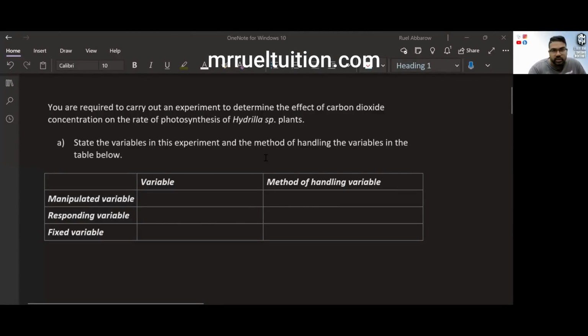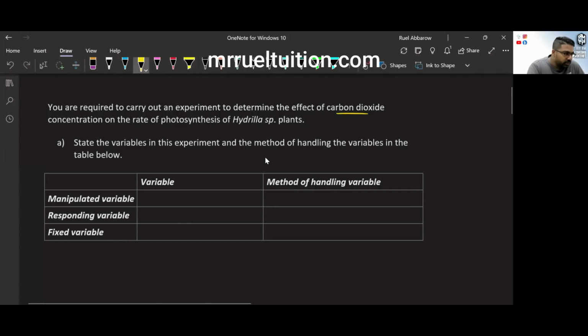Hi guys, in this video, we are going to do the preparation for your UAS, paper 3, Ujian Amali Sains, paper 3 for biology. So the sample topic that I've chosen here is the effect of carbon dioxide concentration on the rate of photosynthesis of hydrilla plants. Okay, so again, I want to stress, this is not a prediction, it's not Ramalan.